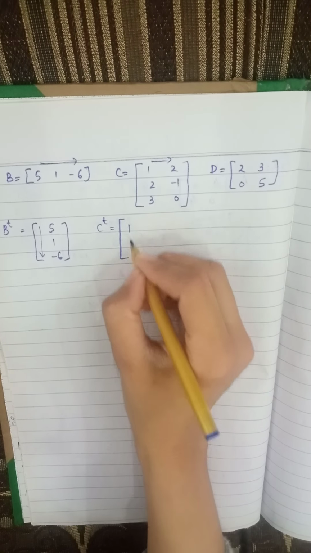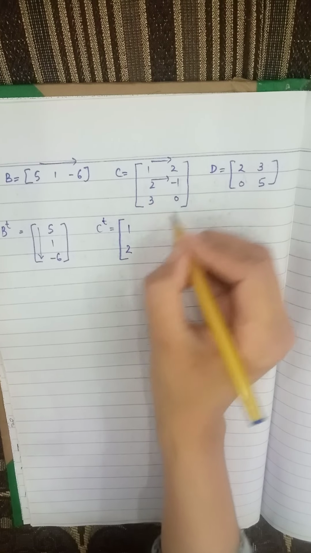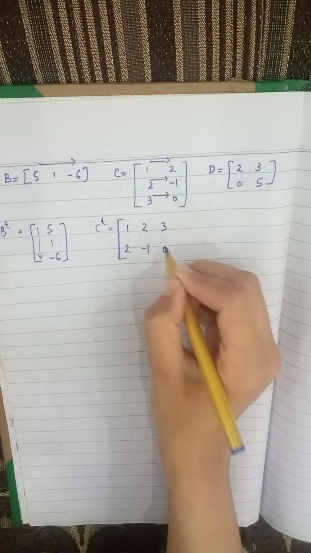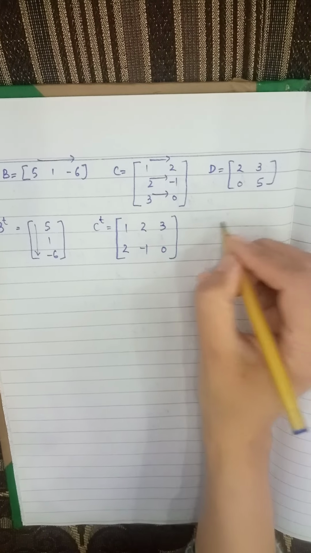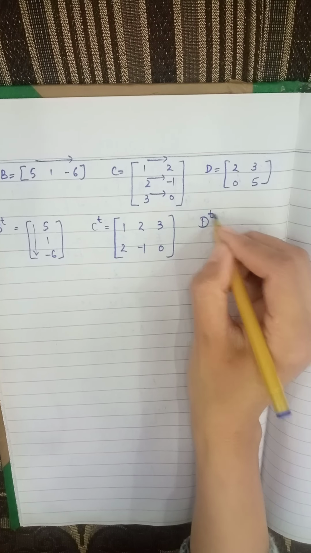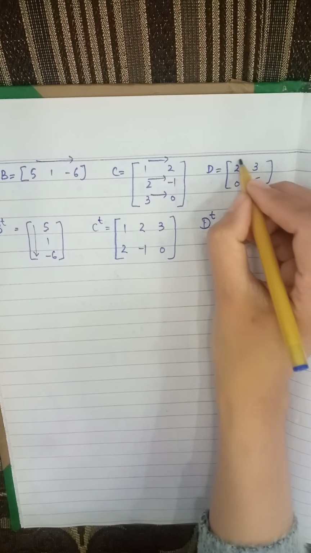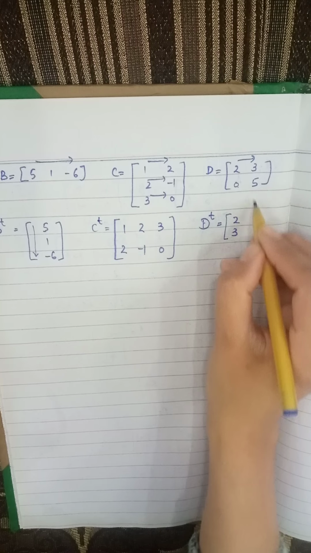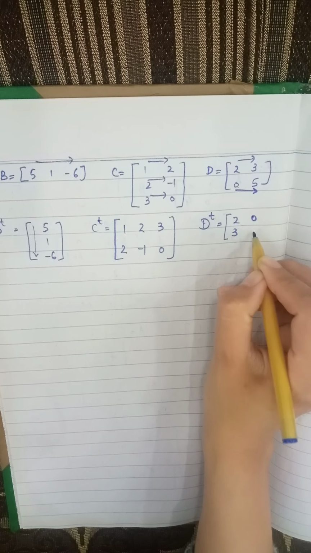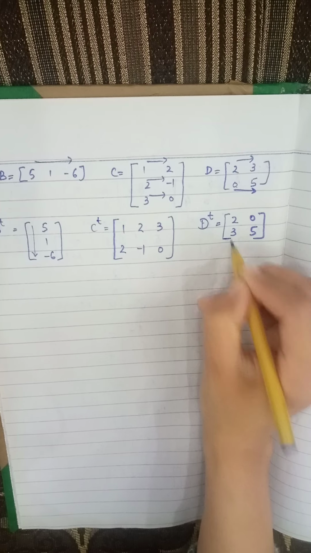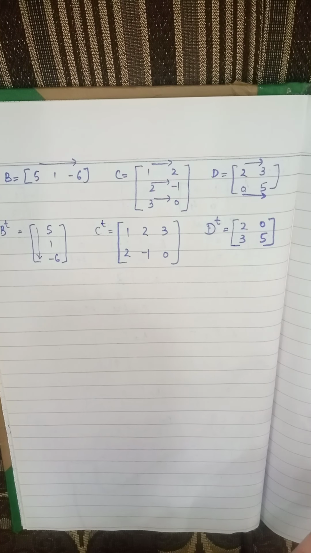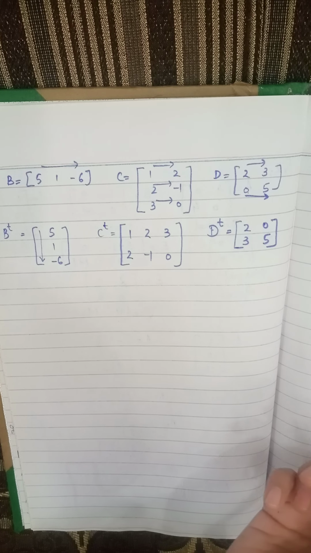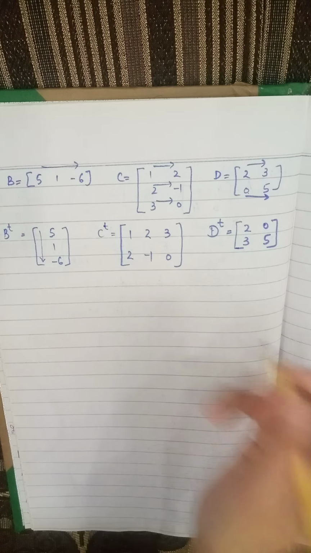first row, first column, second row, second column, third row, third column. D, the transpose of D, 2, 3, vertically, 0, 5, then they would be also written vertically. Okay, so this is what the transposes of A, B, C, D were. Now I will tell you about E, F.